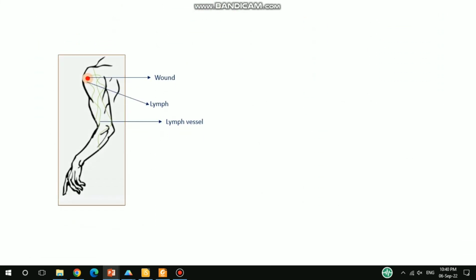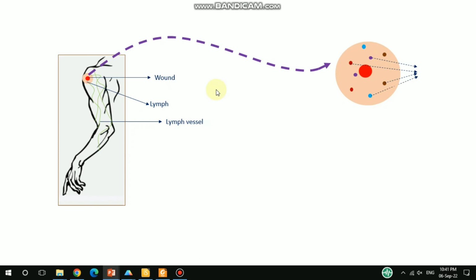So what happens when any part of the body is wounded? The lymph flows through the lymph ducts and accumulates in that wounded area. As I mentioned earlier, lymph basically contains white blood cells, which are the immune cells. Varieties of immune cells are there, like B cells, T cells, NK cells and plasma cells. Those cells fight against the pathogens and microbes.